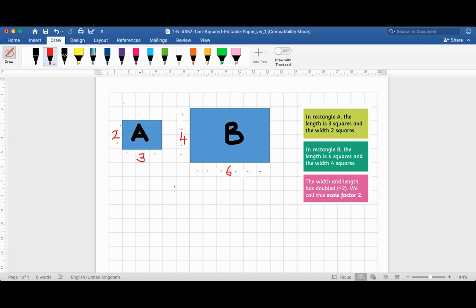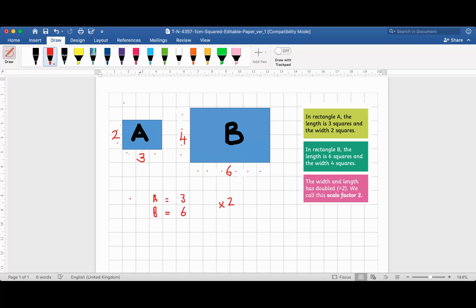Now you should start to see a bit of a pattern between A and B. Let's compare the lengths of these two shapes. So if we put A here, we can see that the length of A is 3, and the length of shape B is 6. What do you notice about 3 and 6? Yes, you should see that the 3 has been multiplied by 2, so it's been doubled. So I'm just going to put a multiply by 2 here.